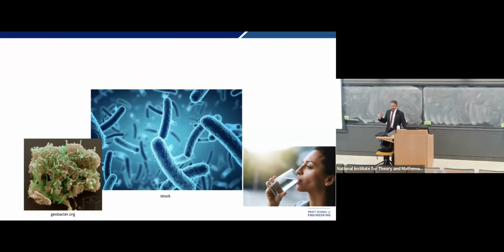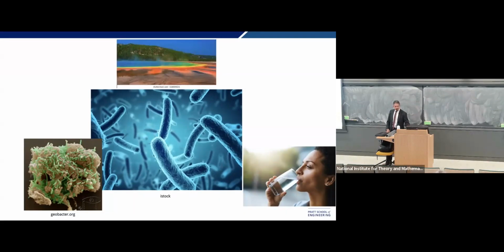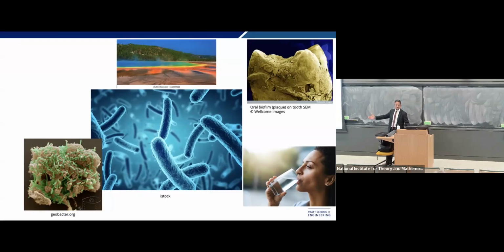Where bacteria like to live is stuck to stuff. They like to live stuck to each other or stuck to, like this right here, a piece of iron oxide in river sediment. And this right here, the famous Yellowstone mats, right? These are largely giant collections of bacteria and algae.